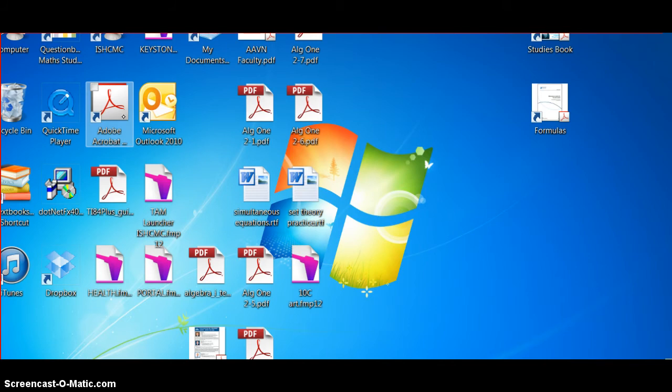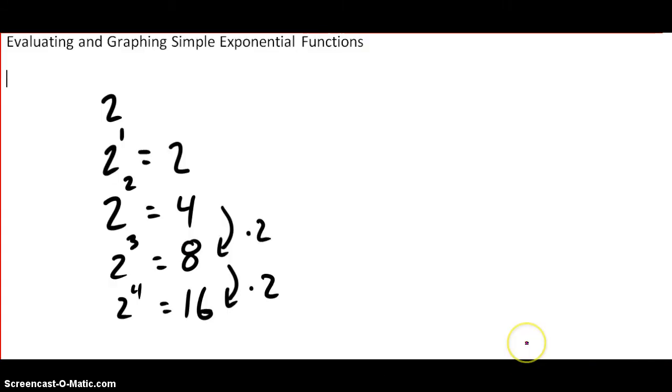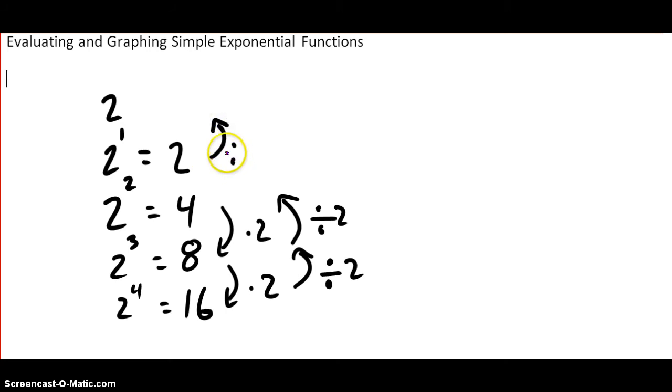Now, you can see that going down here the pattern is times 2. Going up the pattern would thus be divide by 2, right? So 2 divided by 2 is 1. So that's what 2 to the 0 has to be, is 1. Okay? And then 2 to the negative 1, if we do 1 divided by 2, 2 to the negative 1 has to be 1/2.